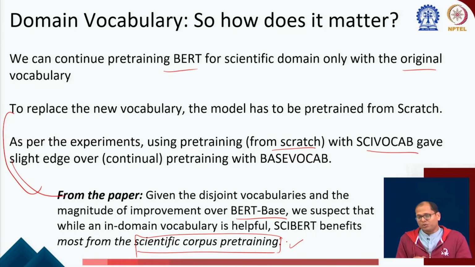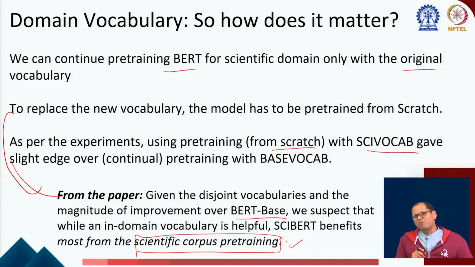Now, if you want to use your domain vocabulary, then you have to pre-train from scratch, and that will take more time. But if you want to continue pre-training from the general domain, that will require less time, right? But you may have slightly less gain because you are not using domain vocabulary. So there is always a trade-off between what exactly to use.